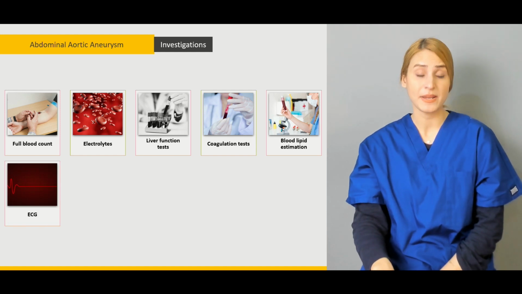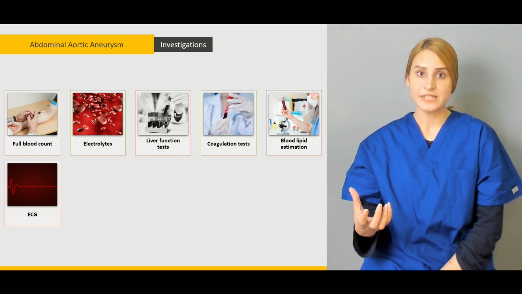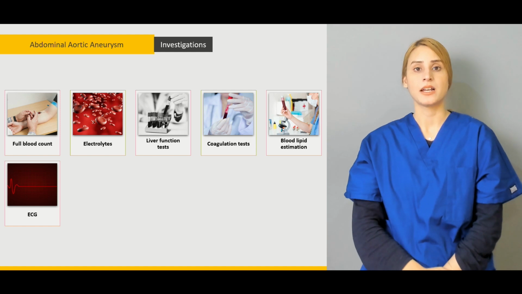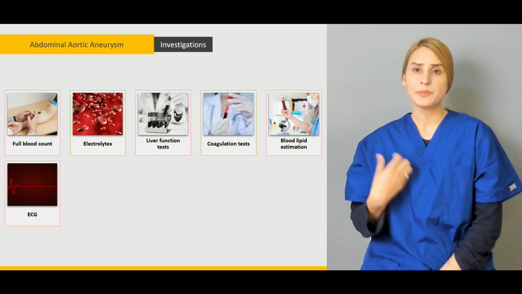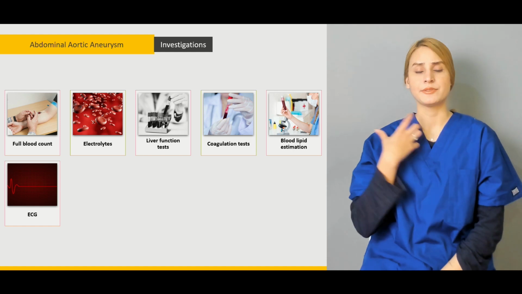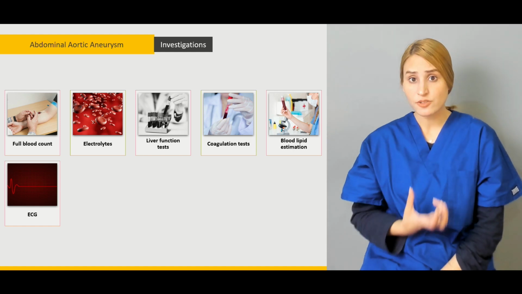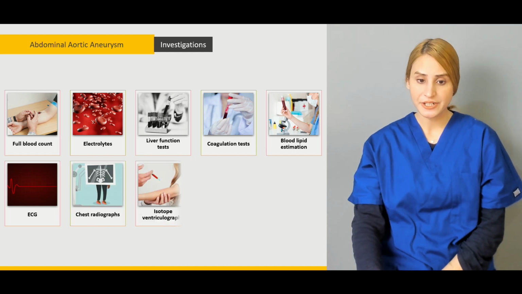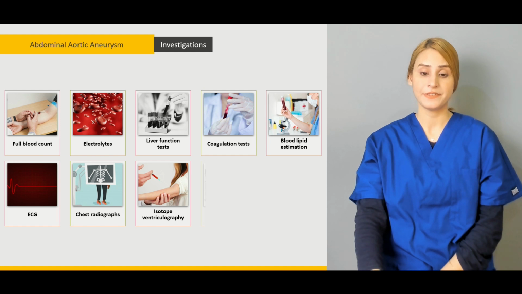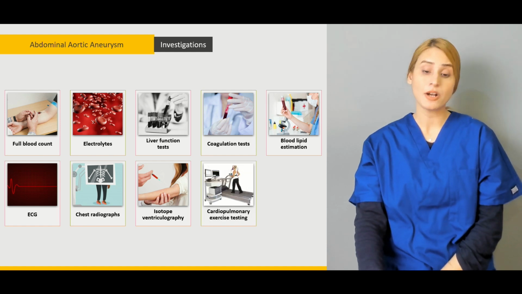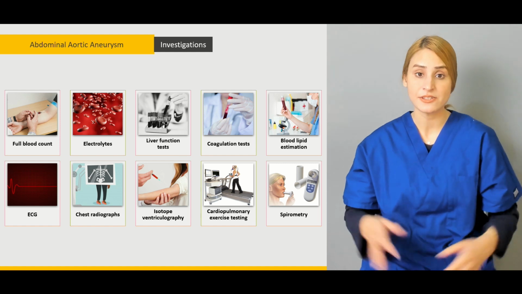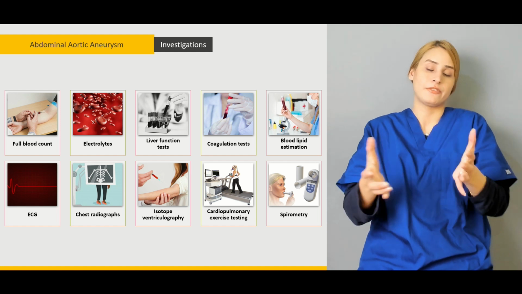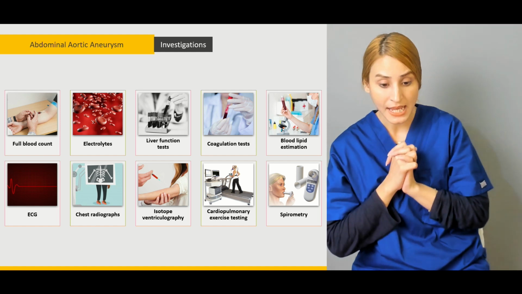The ECG is also very important, because the patient can develop ischemic infarction in case of the abdominal aortic aneurysm, and obviously the patient is bleeding, the cardiac output will increase, and there would be stress over the heart. So that's why it's important. Chest radiographs and isotope ventriculography are also important. The cardiopulmonary exercise testing and spirometry are all important investigations which need to be carried out when you're investigating a case of abdominal aortic aneurysm.